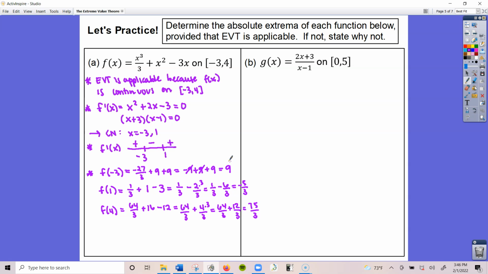So I can conclude here, these are my values. I have an absolute minimum at 1 and negative 5 over 3, because that is the only negative value I have.